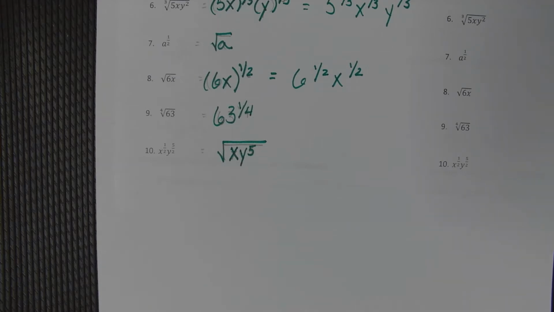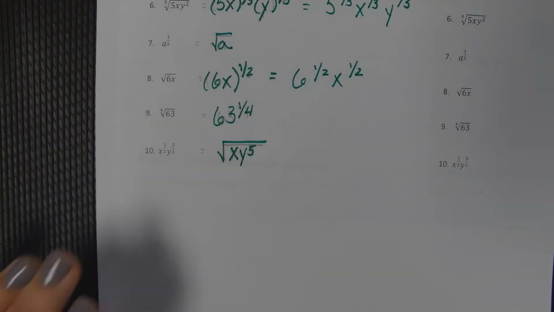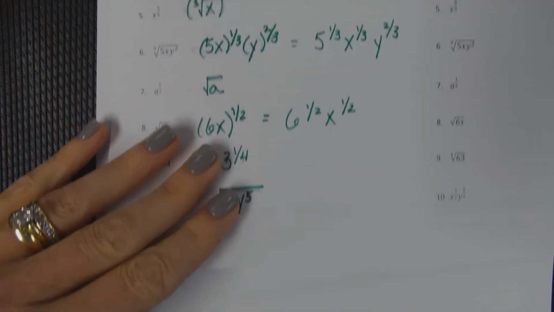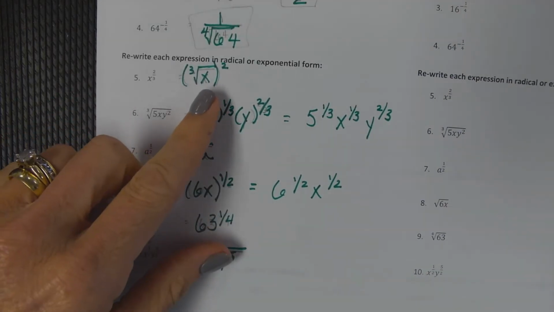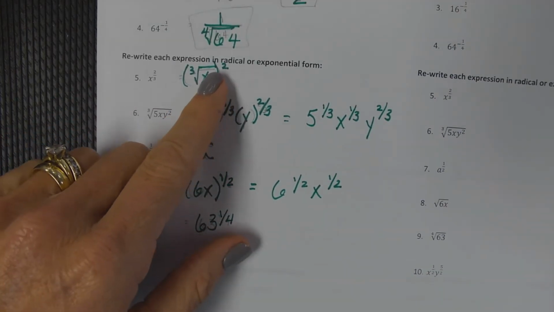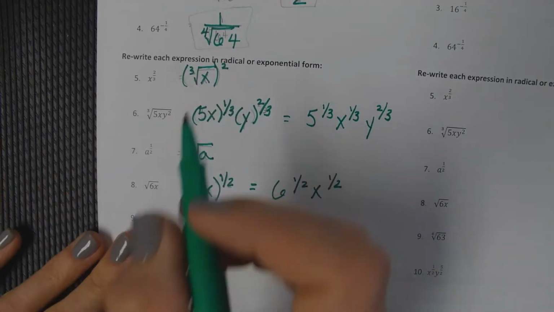So there's 1 through 10. Yes, ma'am. So on number 5, what if we had 3 root x with like the 2 next to the x? Here? Yeah. That's like fine. Inside the radical, that's fine.